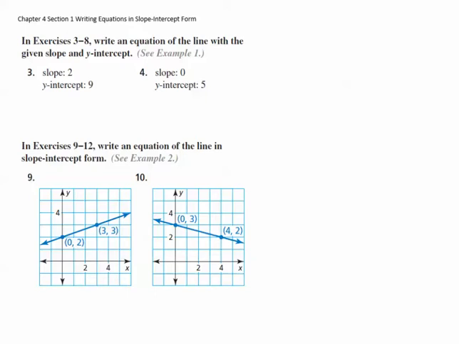Alright, in this video we're going to begin to look at Chapter 4, Section 1. And here we're writing equations in slope-intercept form. Quick review, what is slope-intercept form?